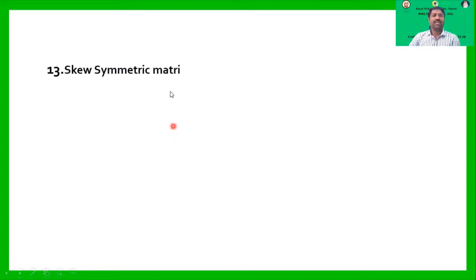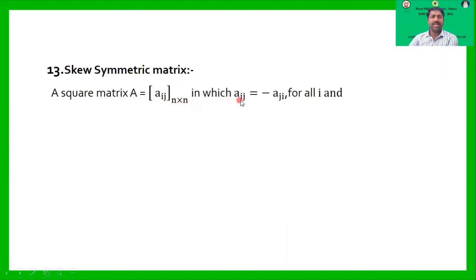Now skew symmetric matrix. There is a little bit of difference between symmetric and skew symmetric. A square matrix A equal to Aij of order n by n, in which Aij is equal to minus Aji for all i and j, is called a skew symmetric matrix. So Aij is equal to minus Aji, one is the negative of the other.